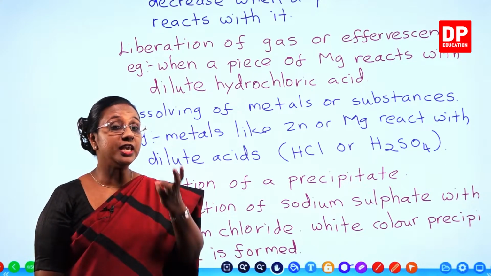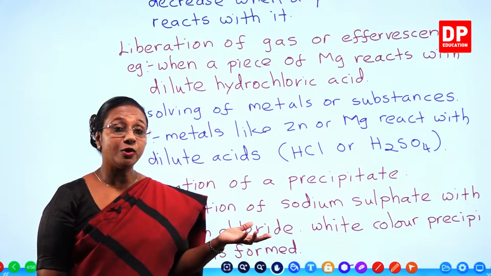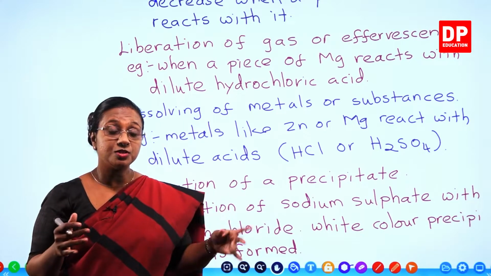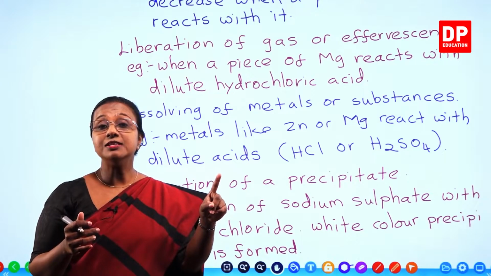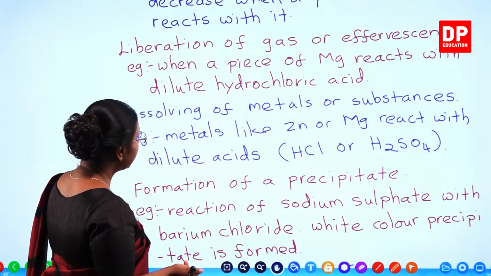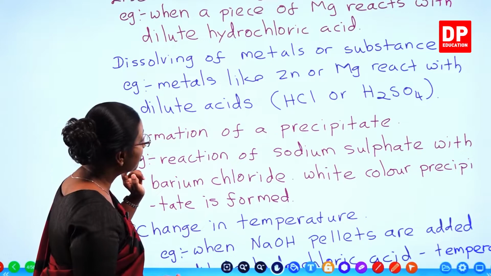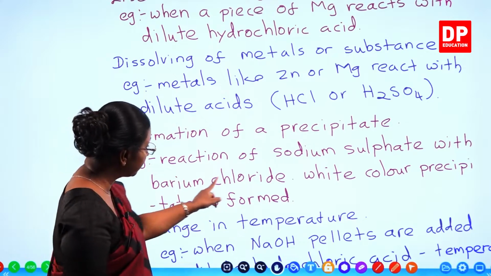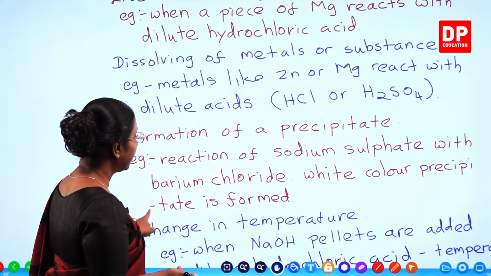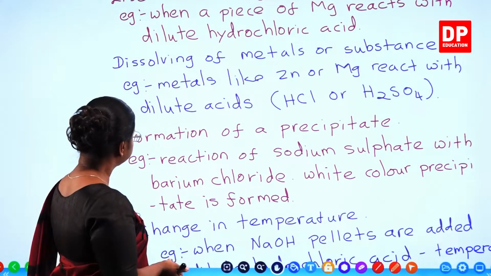So there you see 3 observations at the same time. I have told you all this before also, students. Sometimes you see just one evidence, sometimes you get more than one evidence. Then there is the formation of a precipitate. That is a reaction of sodium sulfate with barium chloride. White color precipitate is formed. You all know the precipitate, it is barium sulfate.